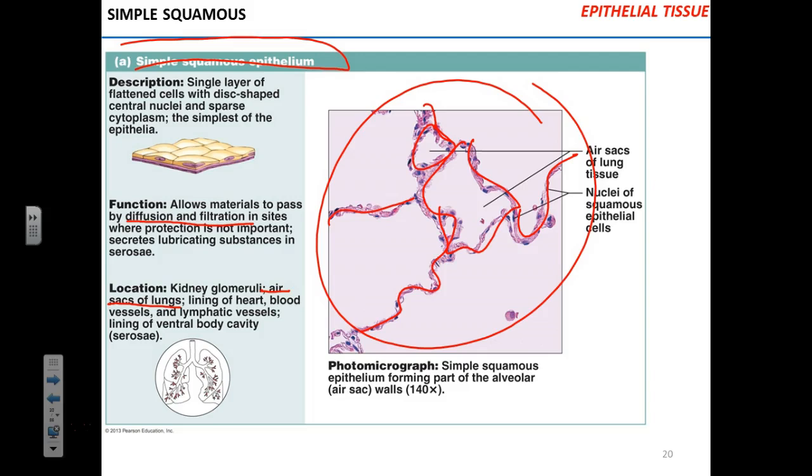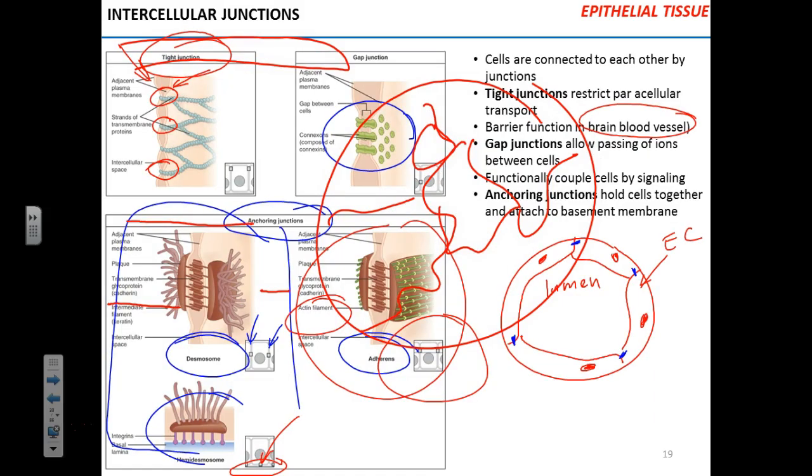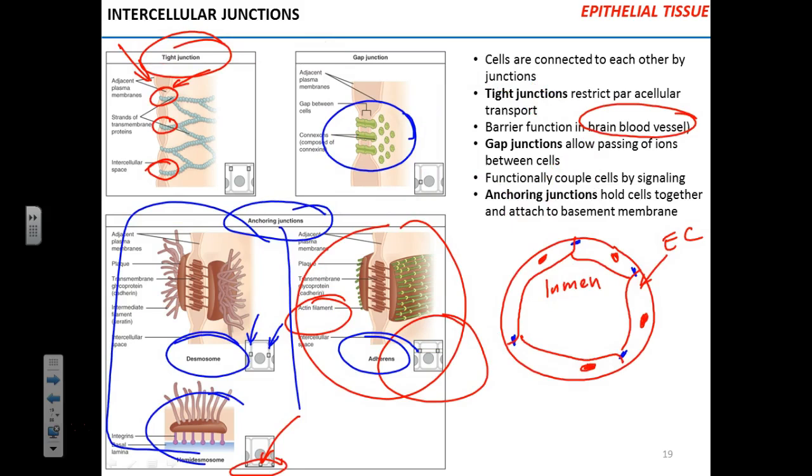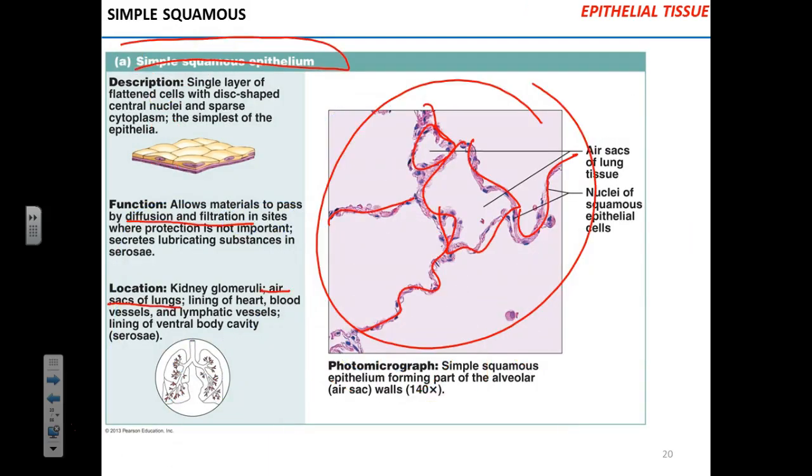Simple squamous epithelium will line all the blood vessels. The picture that I showed you here is simple squamous epithelium. Cool? Okay. Blood vessels and lymphatic vessels are the same; lymphatic vessels are very similar. Okay. All serous membranes: the pericardial membrane, pleural membrane, and peritoneum are all composed of simple squamous epithelium.